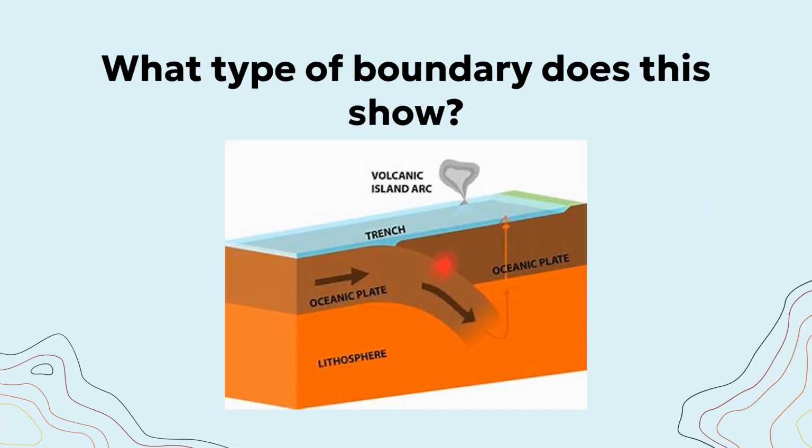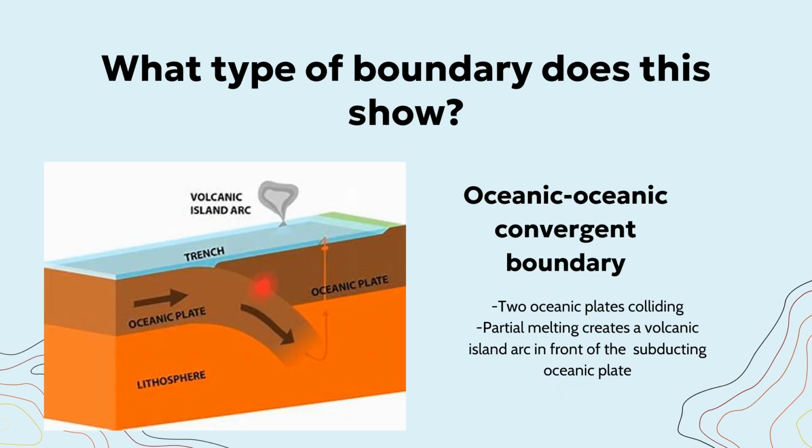So let's do a little bit of review over what we learned today. What does this picture show from the type of boundaries that we learned about? I'll give you a couple seconds. This type of boundary is an oceanic convergent boundary, and this is shown by the two oceanic plates, this one here and this one here, that are colliding.